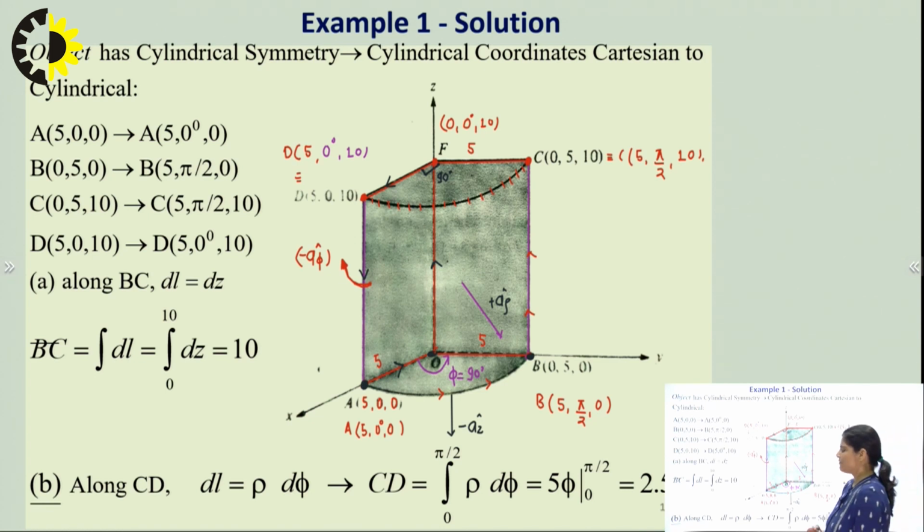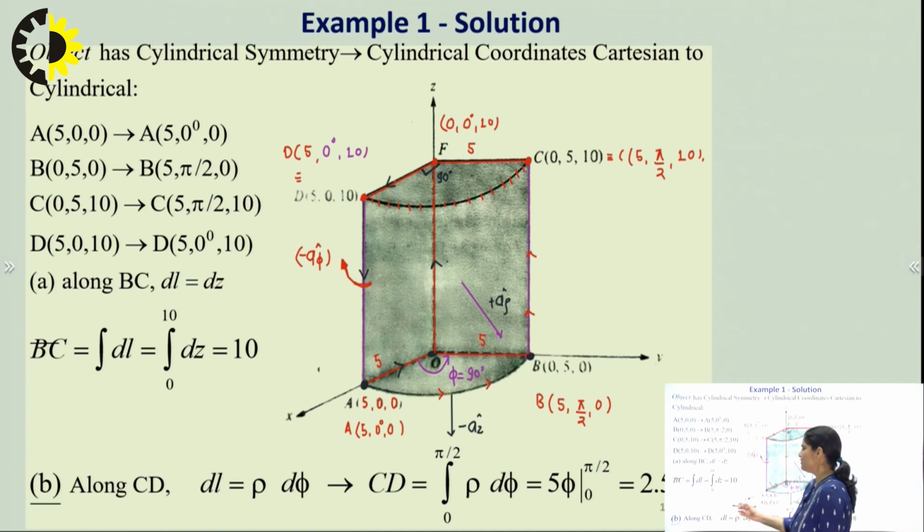Now first is to find out BC. So here you can see BC. Now you can check the coordinates of B and C point. Here rho is 5, here rho is 5. Phi is also pi by 2, the same. And z is changing, right? So if z is changing, write down here dl means dz. You can find out BC like this: integration 0 to 10, because z is 0 to 10, dz. Now we can find out the integration of this, and that is equal to 10.